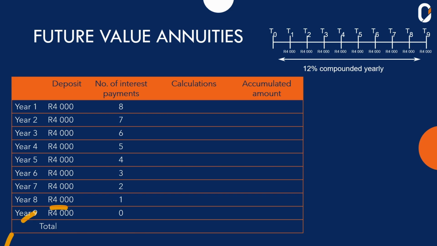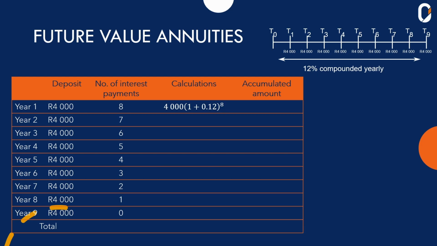And now let's go into our calculations. Now for year 1, he deposited 4,000 rands and it spent 8 years in the bank, and hence n for the first year is 8. And putting that into my compound interest formula, I will have 4,000 rands, (1 + 0.12), all to the power of 8.